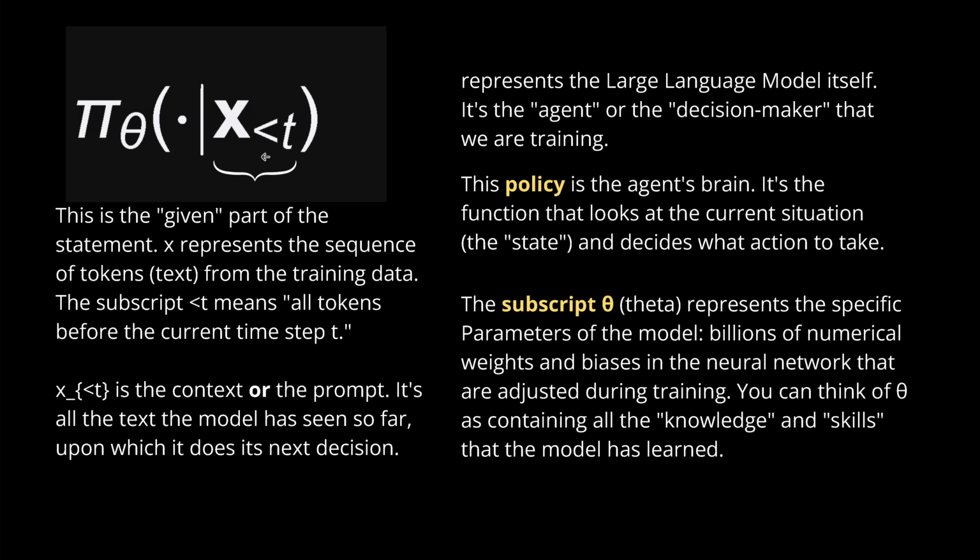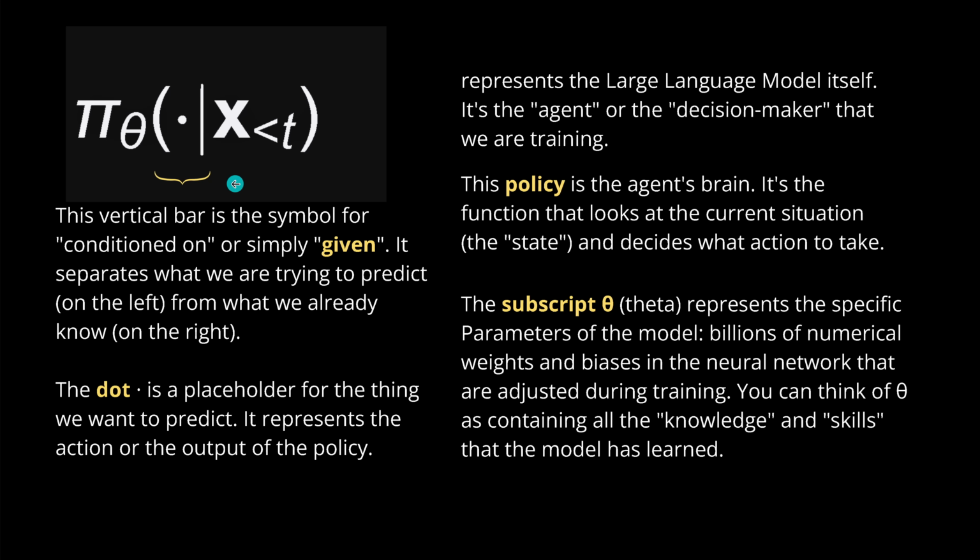This is the given part of the statement. So X represents the sequence of tokens. If we talk about human text, then this is the text from the training data. And the subscript, less than t, means all tokens that occur before the current time step t. So if you train on 1,000 books, those are all the tokens from those 1,000 books, because given this input, you want an output. This is a mathematical notation, but we are saying: given this input, what is the output? So X is the context or the prompt. It is all the text the model has seen so far, upon which it makes its next decision, the output dot.